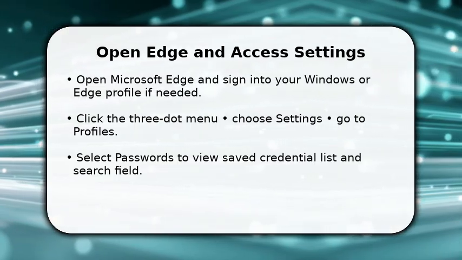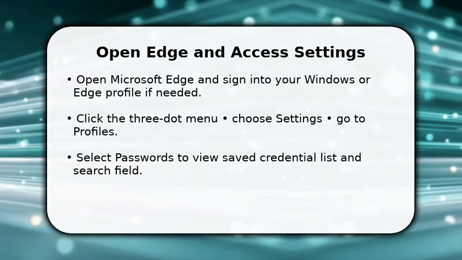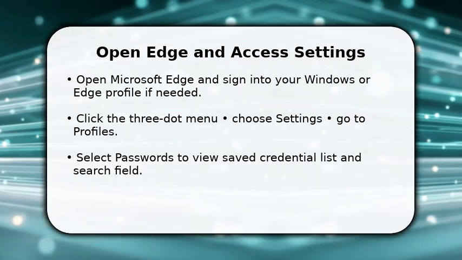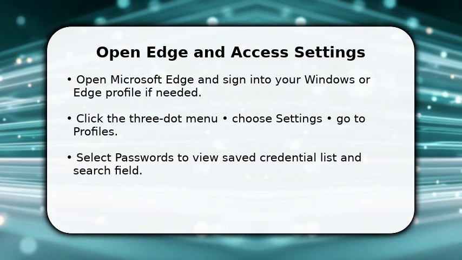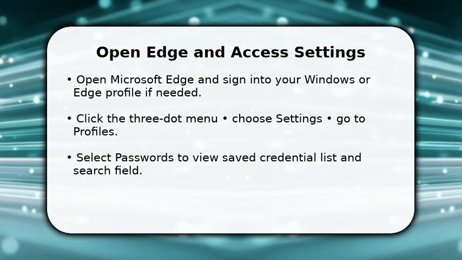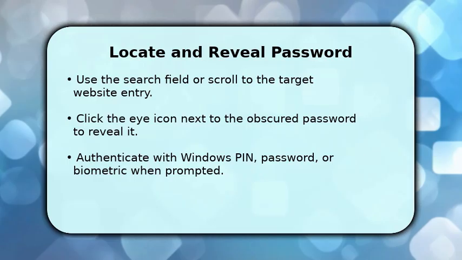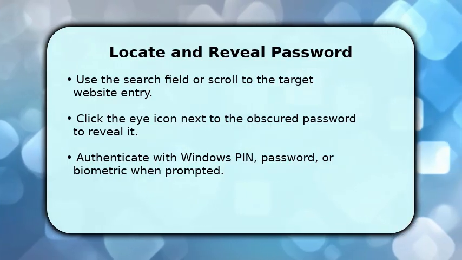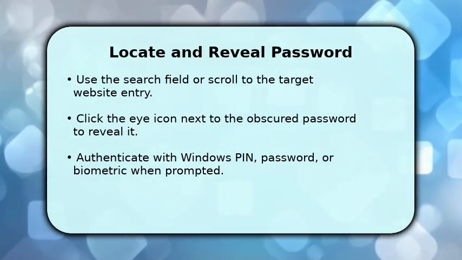Now move to the specific password entry and prepare to reveal it. Once you've opened Passwords, type the site name into the search field or scroll down to find the row you need. You'll see an obscured password and an eye icon. Click that icon to reveal the password.